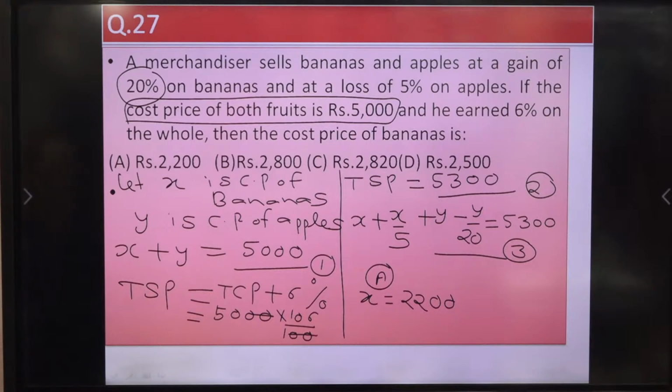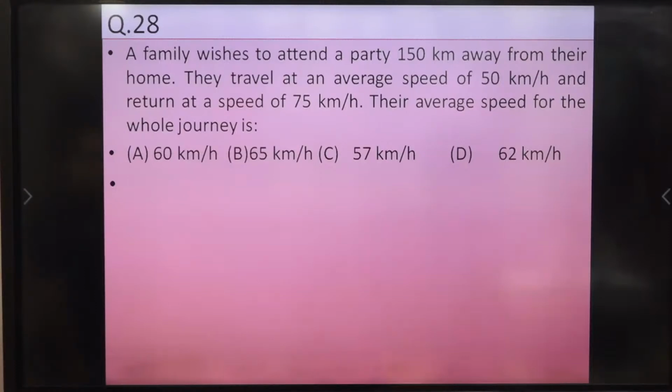Okay. Now let us move to the next question. So this is our next question. Read the question carefully, try to find out the answer and write your answer in the chat box.